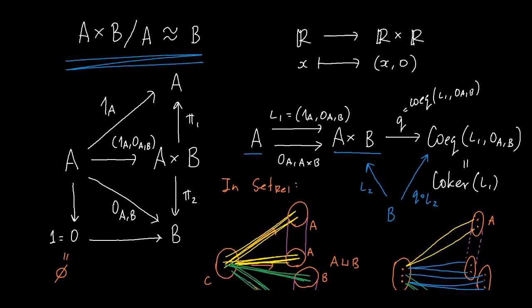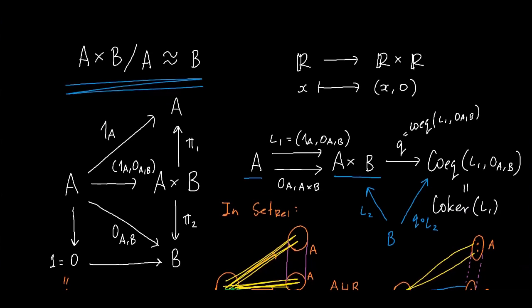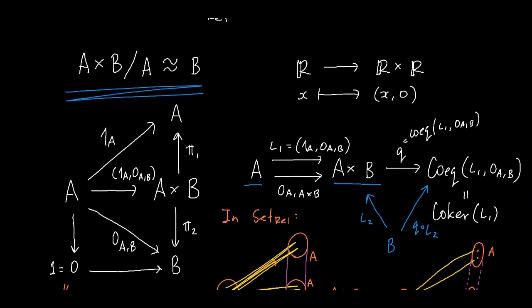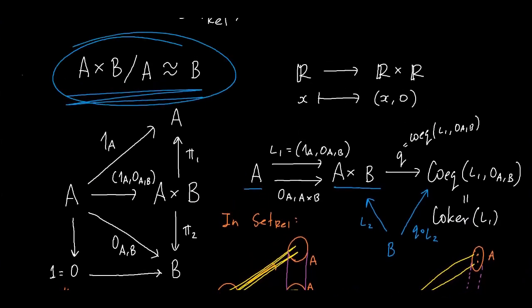Now let's look at the category of monoids, or maybe groups, doesn't matter. Why can we expect something like this to be true there? The reasons will be completely different.